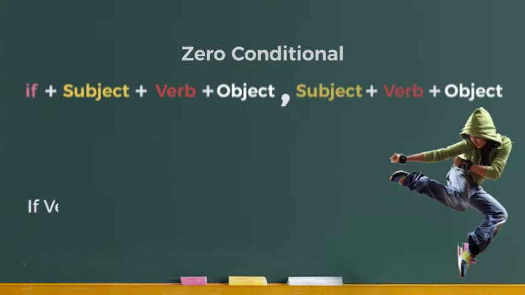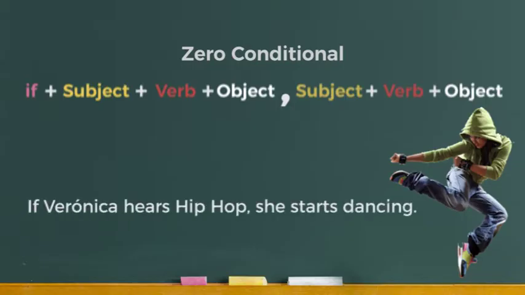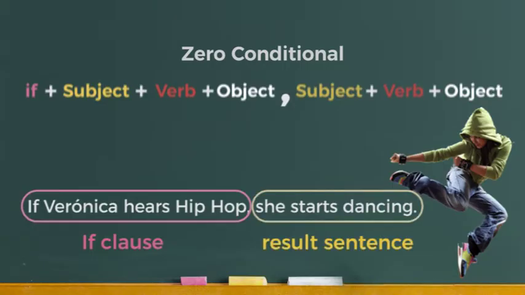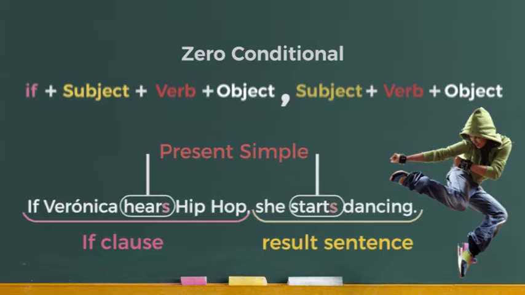Here is our example. If Veronica hears hip hop, she starts dancing. We can see that the if clause is if Veronica hears hip hop, and she starts dancing is the result sentence. The two verbs are in present simple. That's why we add the s in the verbs hear and start.